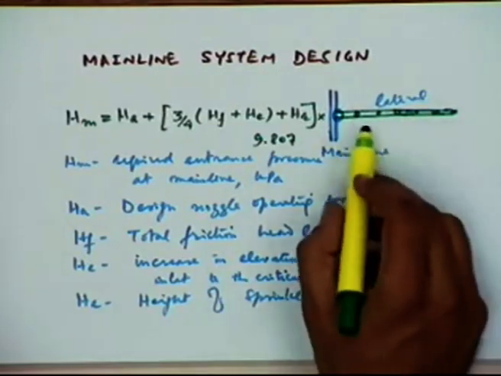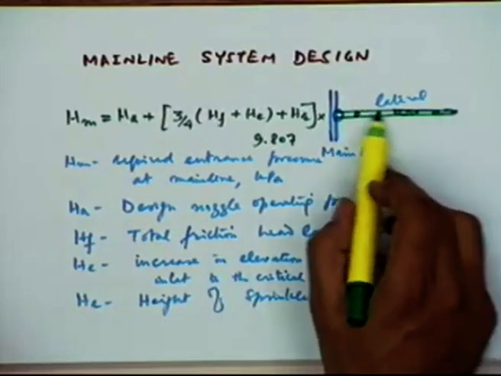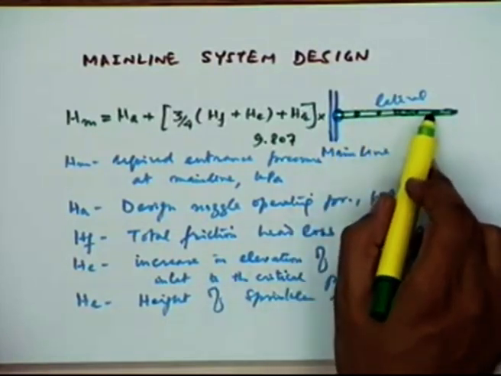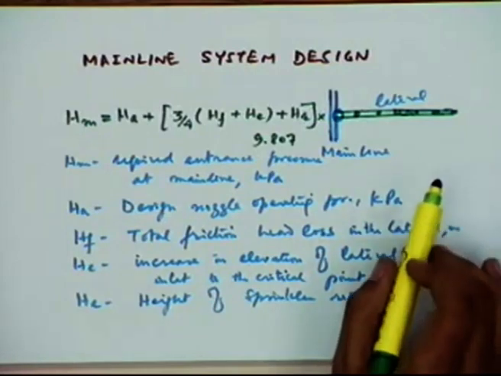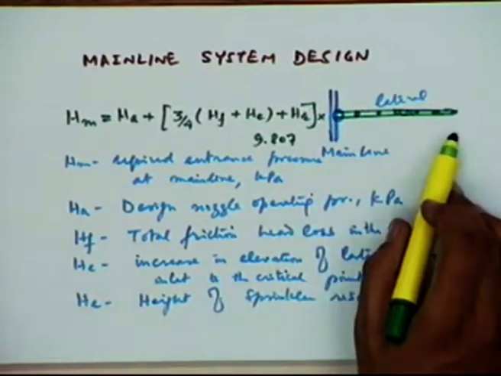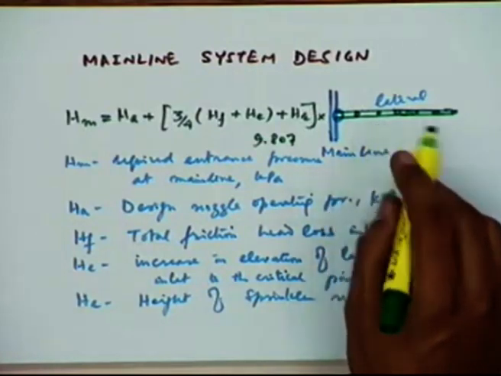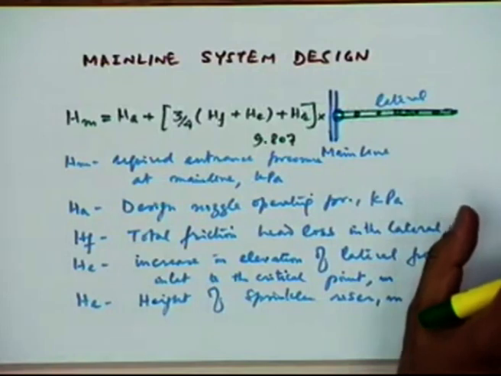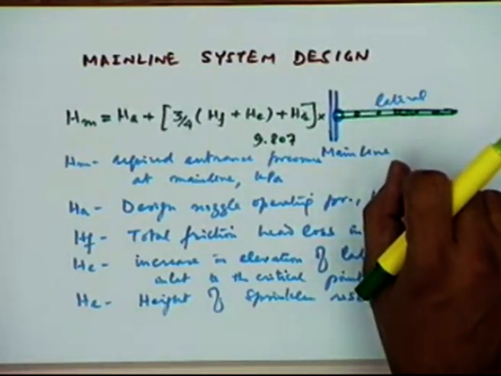In normal practice, when we don't have these sprinklers, if there is a pipe, you can always say that the head loss over the total length of the pipe will be half in the first half of the pipe, and in the remaining half of the pipe another half of the head loss will take place.